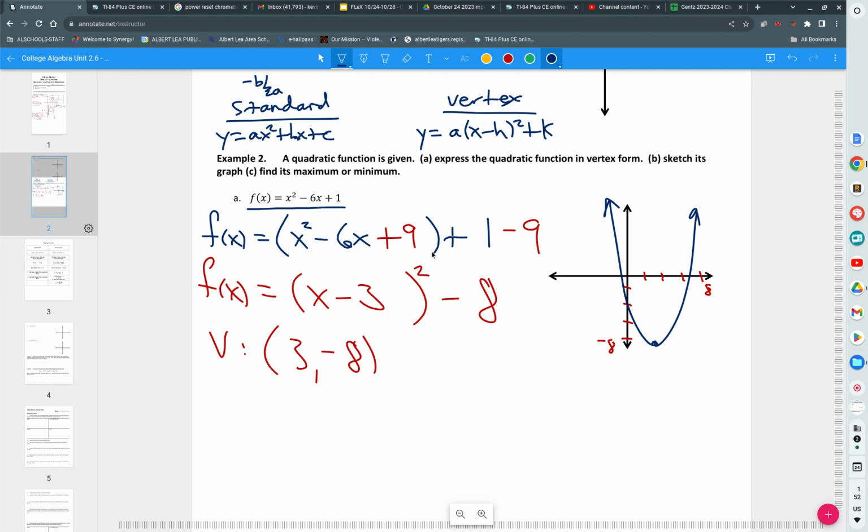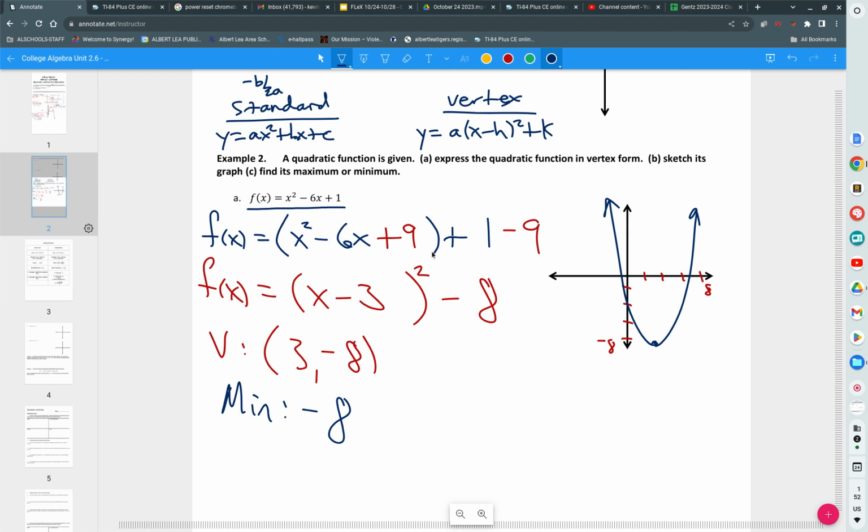Does that have a maximum or a minimum? It has a minimum value because it goes up. The minimum value we refer to as the y value, a minimum value of negative 8. That's all I want you to do for that kind of problem. We're okay? All right, we got 2 more to do. This first one is nice and easy. It's just add 9 and subtract 9.